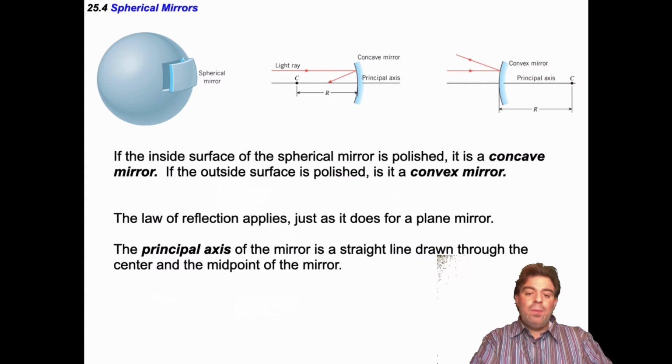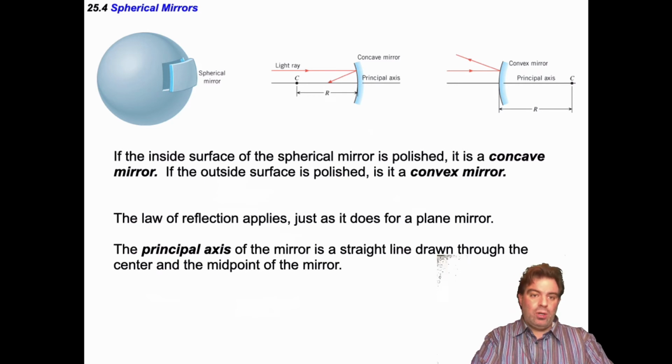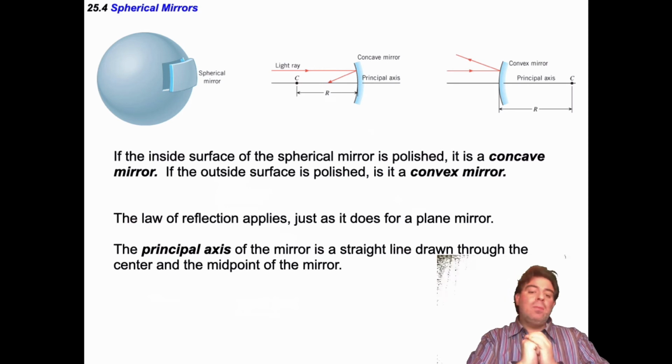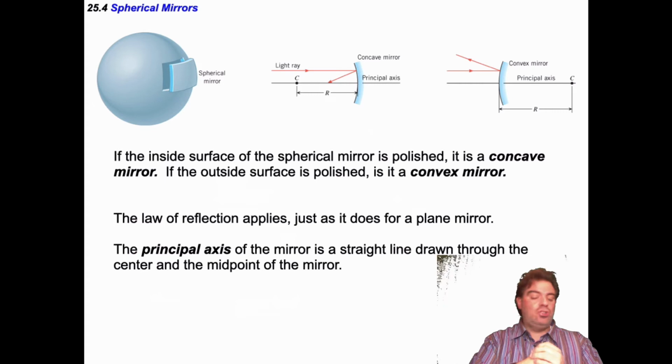Now imagine we have a spherical mirror. Let's say we take a small piece of the spherical mirror out. The inside portion is going to be a concave mirror, and the outside is going to be convex. The law of reflection still applies, just like it does for a planar mirror.